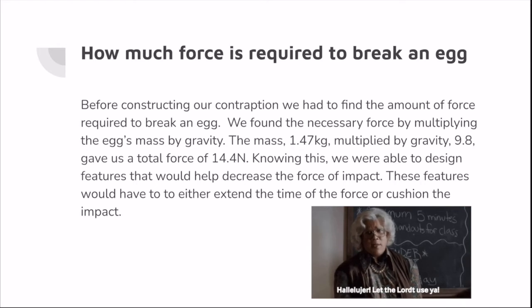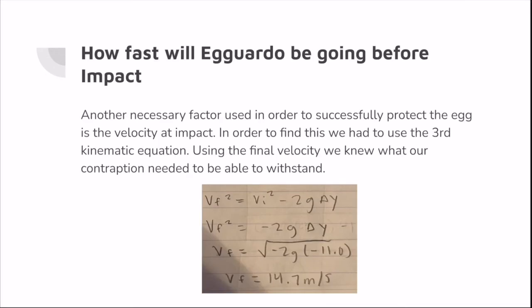Knowing this, we were able to use features that we knew would help decrease the force of impact by increasing the time and cushioning the impact. How fast will Eduardo be going before impact? Another necessary factor used to successfully protect the egg is velocity at impact. In order to find this, we had to use the third kinematic equation as shown below. And using the final velocity, we knew what our egg needed to be able to withstand.